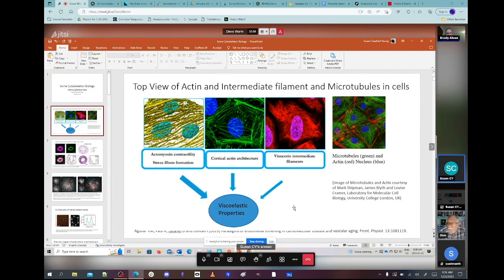Now wait, what's the view of the microtubules? Is that top view or beneath the top? Well, it just said that this is the apical view, an image of microtubules. Okay, but it didn't say where the microtubules are. They're green. Yeah, but it didn't say where they are. It didn't say how deep. Okay.